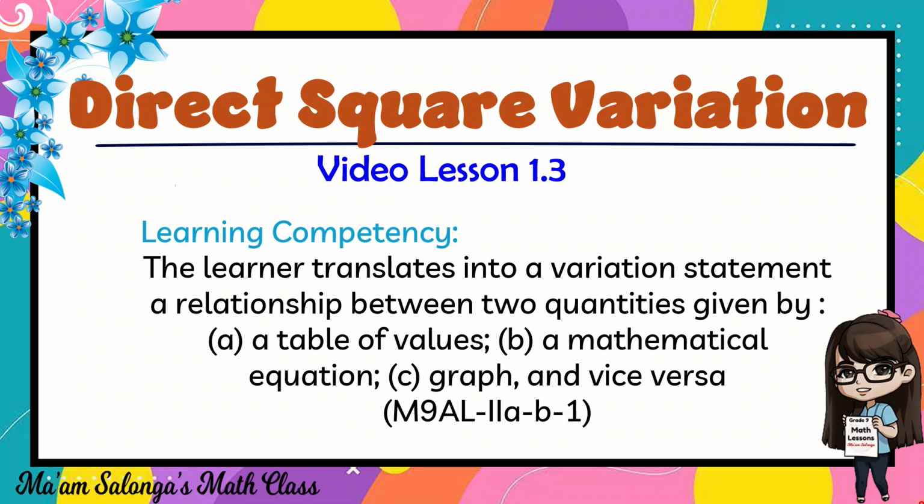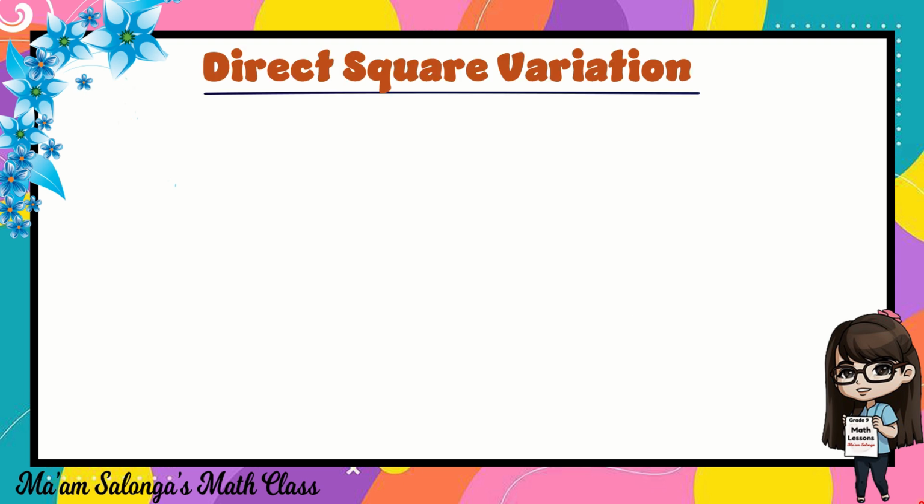Good day! This is video lesson 1.3 about the topic direct variation. Or to be specific, the topic is direct square variation. So the learning competency is the learner translates into a variation statement a relationship between two quantities given by a table of values, a mathematical equation, graph, and vice versa.